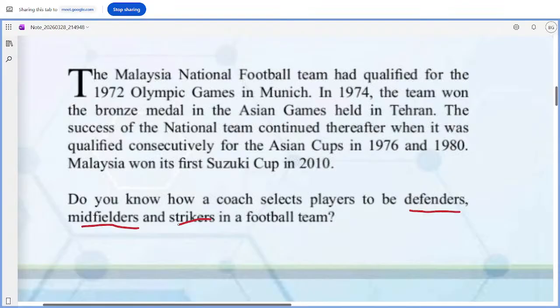Correct? If 8 people, but the standard is 11 people, of course. But let's say you got 8, this is how you put the formation, correct? Okay, so how to know, guys? How do you guys decide among yourself which should be defender, striker, and midfielder?